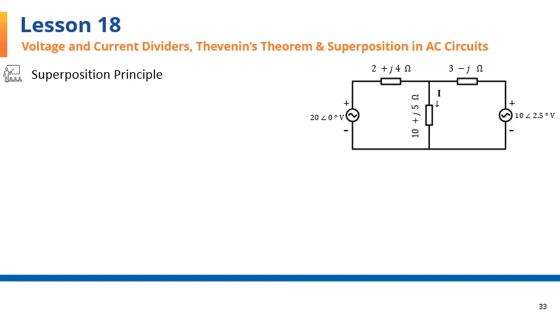Voltage sources are zeroed out when they are replaced with a short circuit, and current sources are zeroed out when they are replaced with an open circuit.